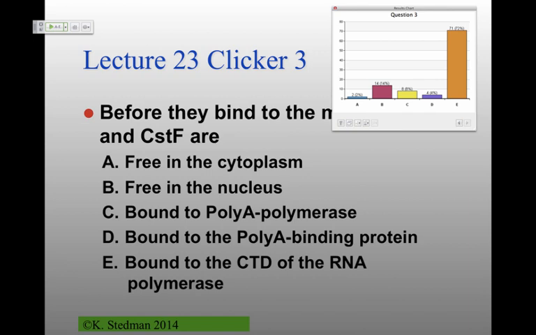So there's slightly more of a difference of opinion on this, but most people seem to agree it's the binding to the CTD of the RNA polymerase. The first question here, of course, is what the heck is CPSF and CSTF? These are doing what?